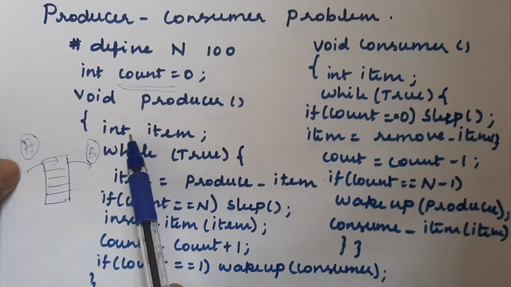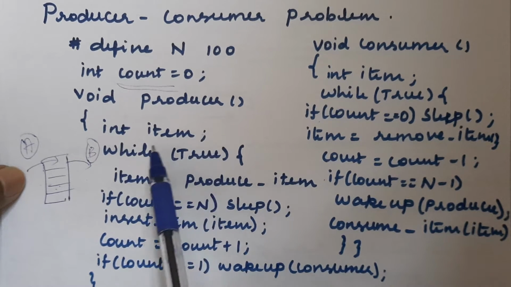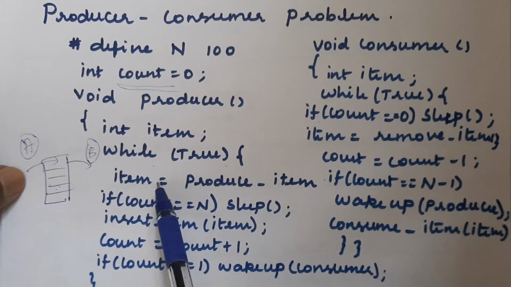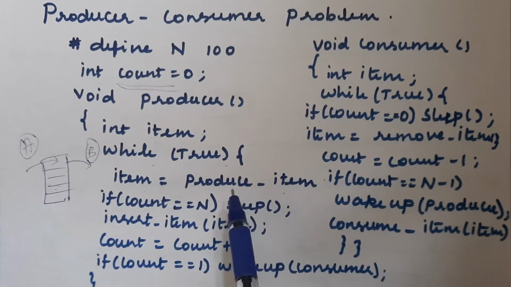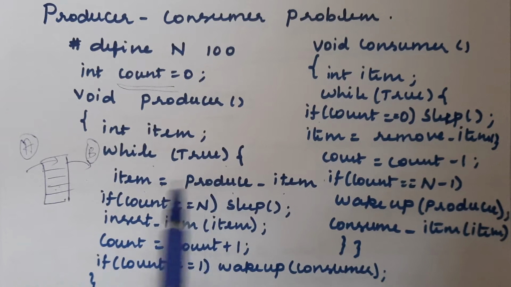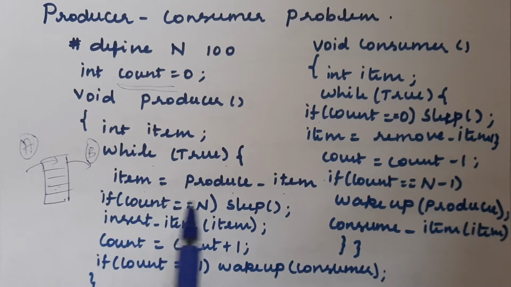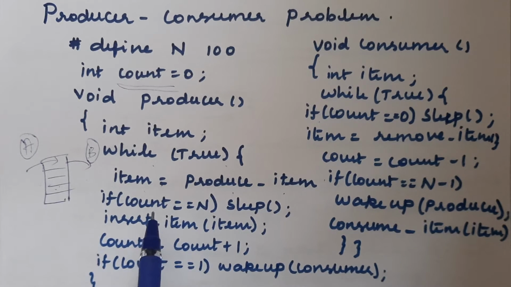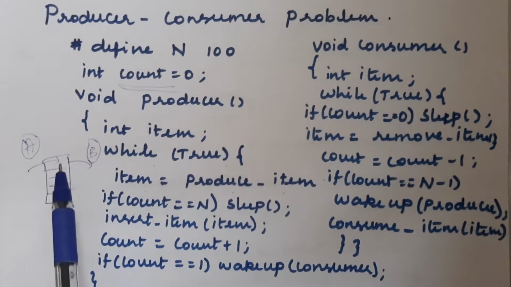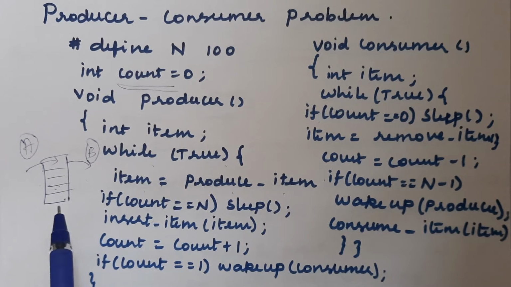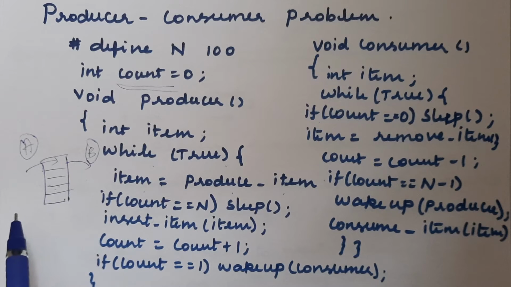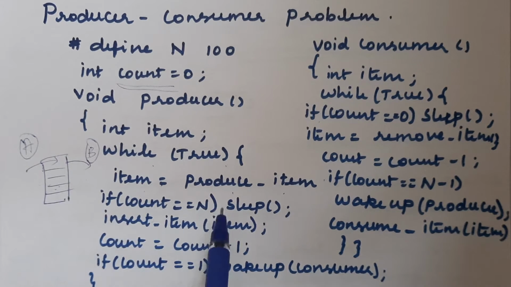for the consumer process. So for the producer process, we have a local variable called item, and here we have the while condition, item equal to produce item, whichever item we are producing, that is nothing but item. And here count equal to n, we are just checking the condition, which means when this buffer reaches the maximum value, okay, so it has been filled with the maximum number of data items produced by the producer process, then the producer process cannot continue its operation, so it has to perform the sleep operation.